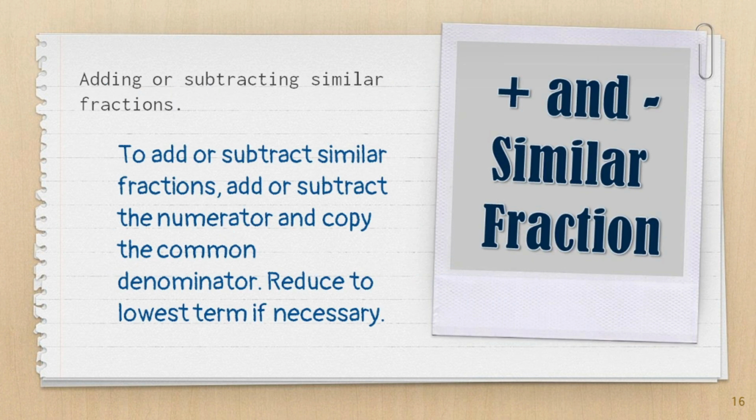So, tingnan natin. I have here adding or subtracting similar fractions muna. So, mag-a-add tayo at magsusubtract muna ng mga similar fractions or yung mga fractions na pare-pareho yung ilalim. So, to add or subtract similar fractions, add or subtract the numerators and then copy the common denominator. Reduce to lowest term if necessary. Napakadali, di ba? Kapag magdadagdag tayo or magsusubtract ng similar fractions, i-add lang natin or i-subtract yung number sa taas, tas kopyahin na natin yung nasa baba. At i-reduce natin sa lowest term kung pwede pa.